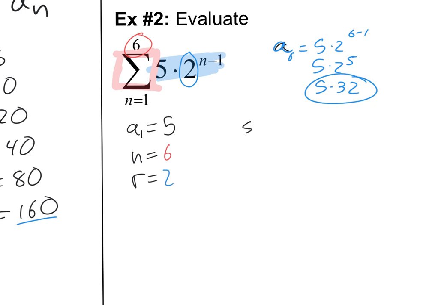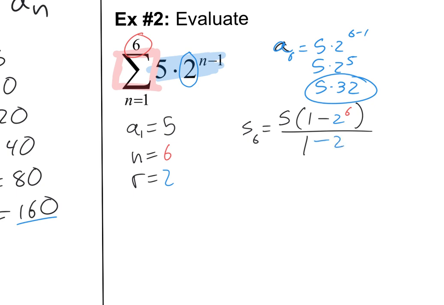And I can say that my sum of the first 6 numbers, that's an S, by the way. My S's and 5s tend to look alike. And I'm going to put 5 for a sub 1, parentheses, 1 minus 2 to the 6th power. I'm just using that formula up top, over 1 minus 2.